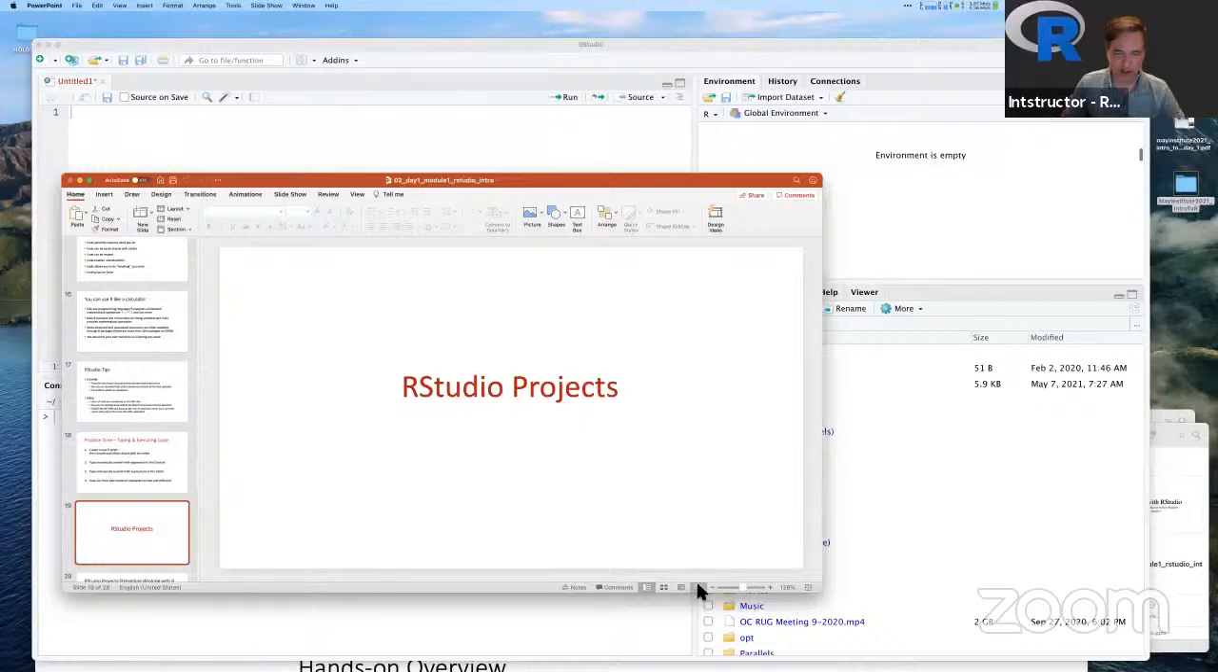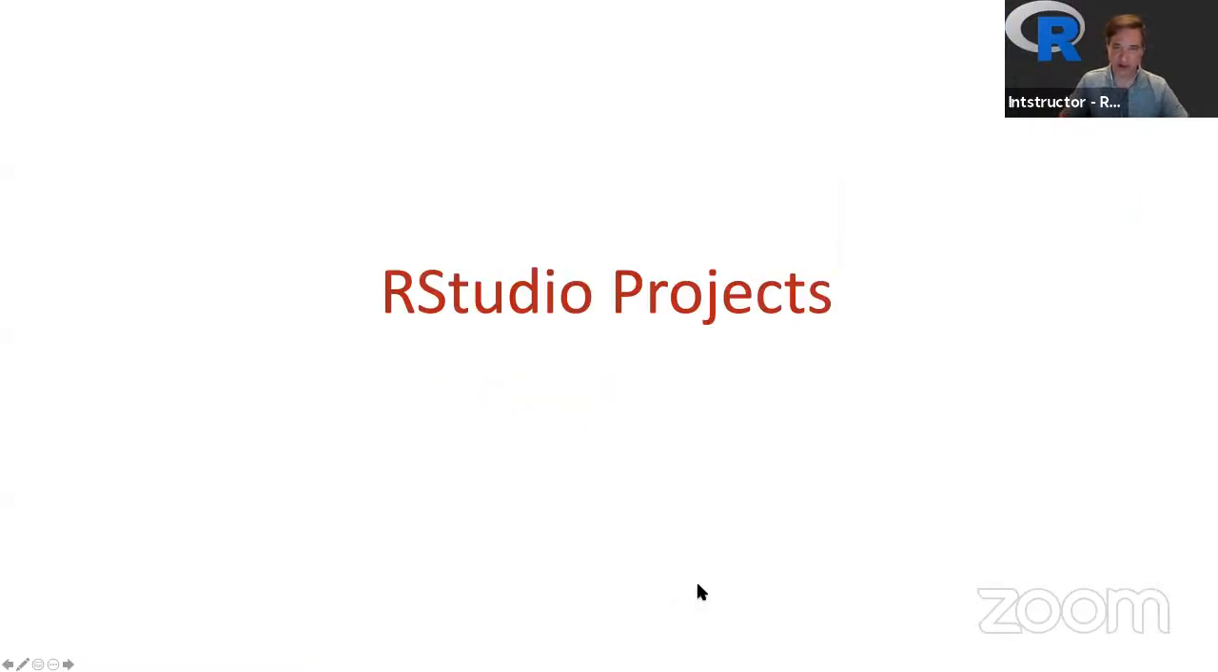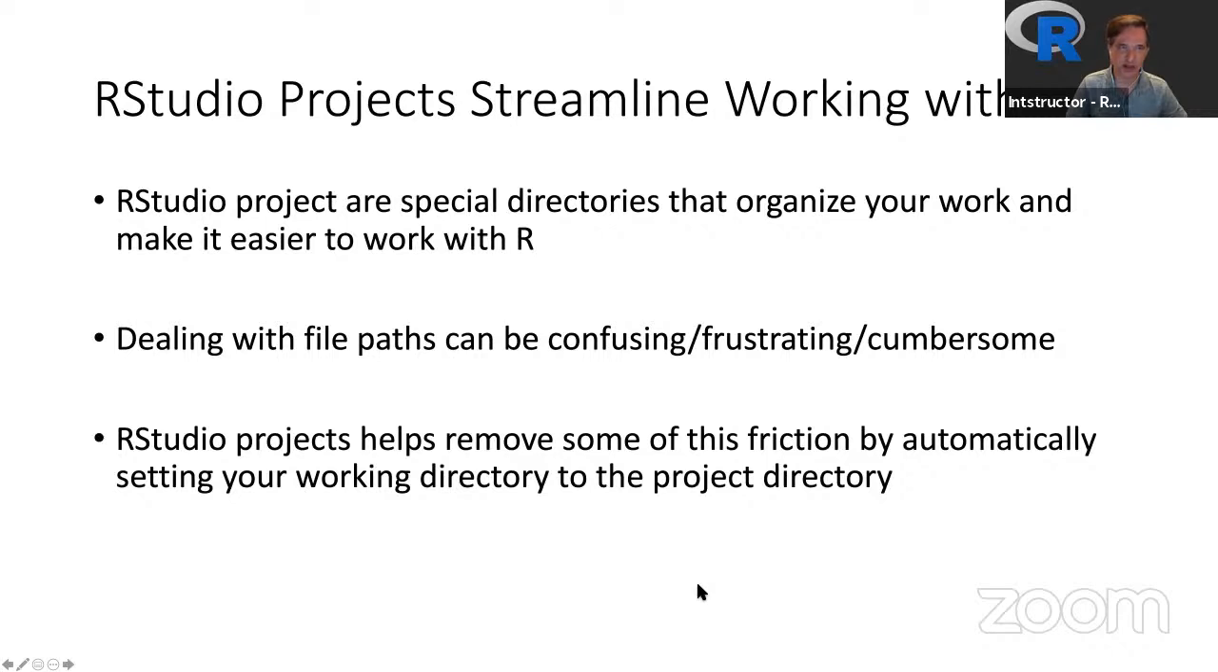Okay, in this section, we have one little piece here. It's called RStudio Projects. This is a really important way to think about how to work and organize your data analyses. The idea behind an RStudio project is essentially to think of them as special directories that you're going to make on your system. And the idea with these directories is that you're going to put everything that you need for your analysis inside of this directory.